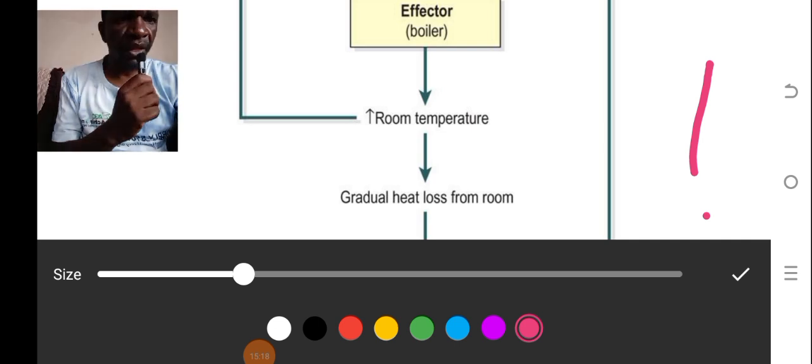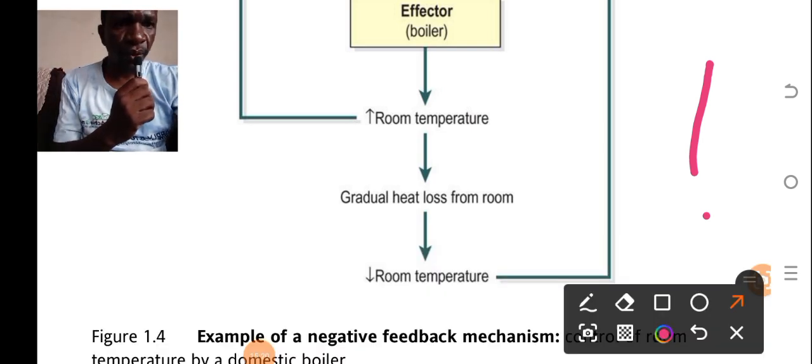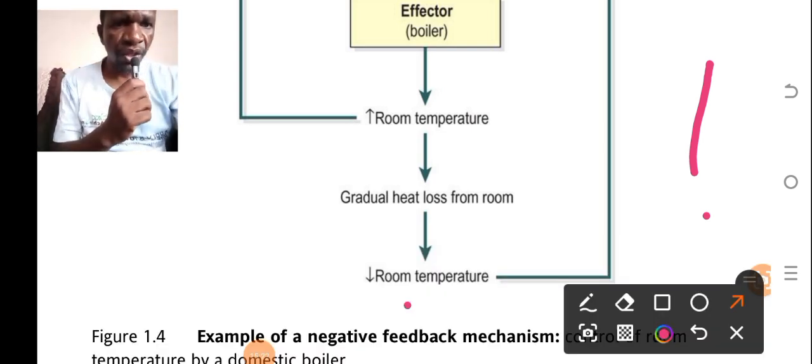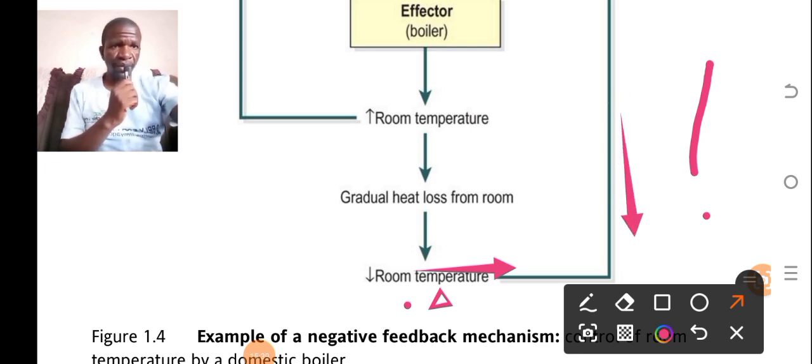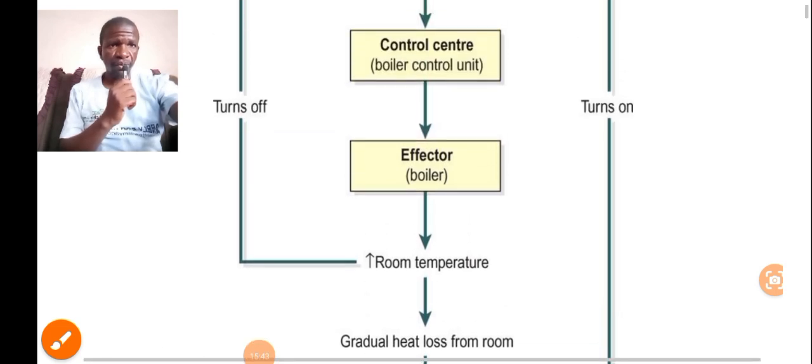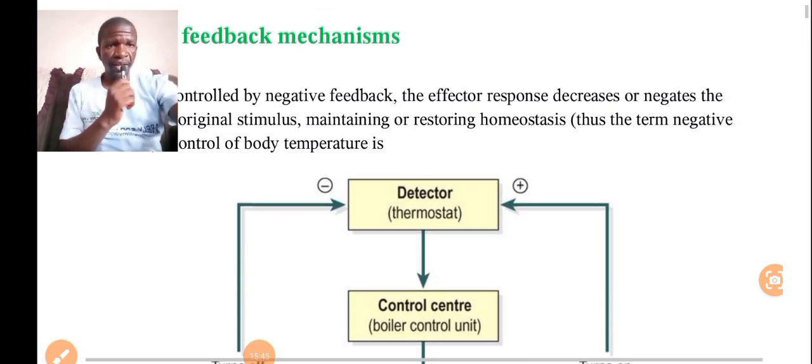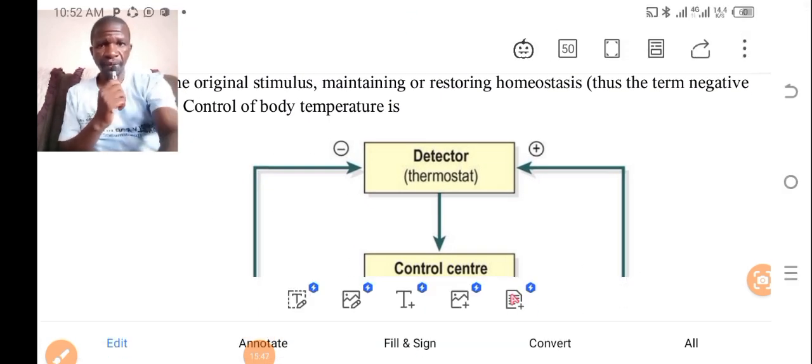Yeah, so our room temperature is way too low, as you can see here. All this information is going to be detected by the detector. It's going to be detected here, right? Can you see now?